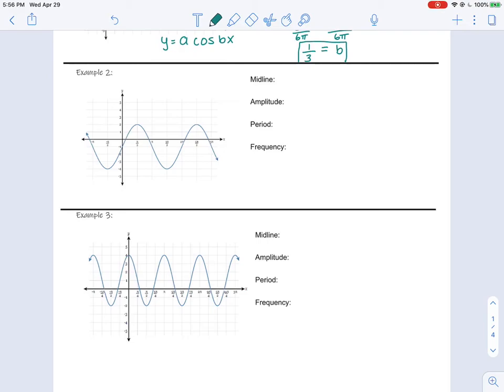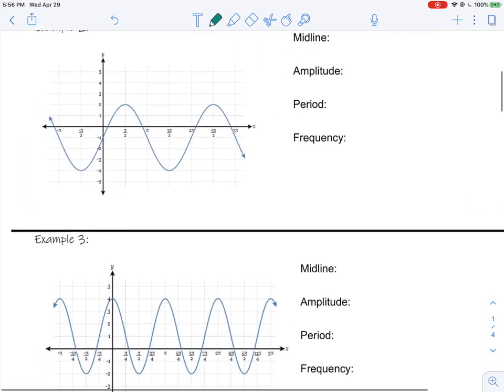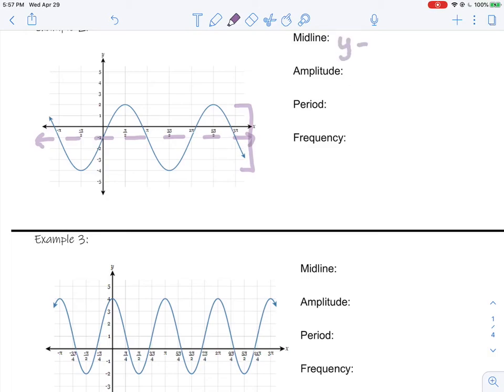All right, let's take a look at example 2. First, I need to find my midline. So you're going to count how many boxes your maximum and minimum are apart. That's 1, 2, 3, 4, 5, 6 boxes. Halfway is going to be 3 boxes. So this is my midline, and your equation of that midline is y equals -1. My amplitude is how high my graph goes from that midline or how low it goes from my midline. So my amplitude in this case is equal to 3.